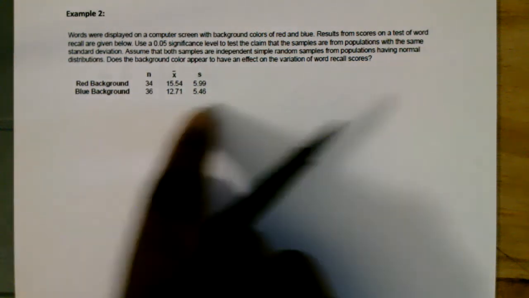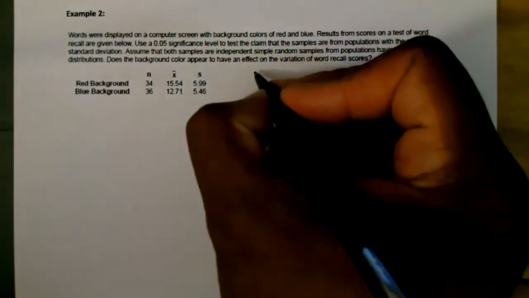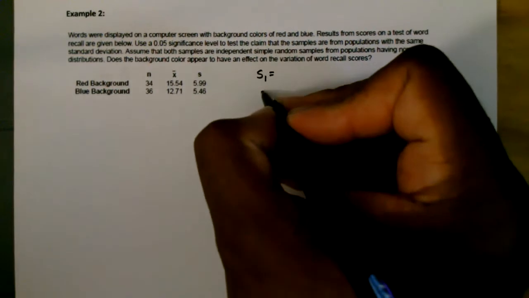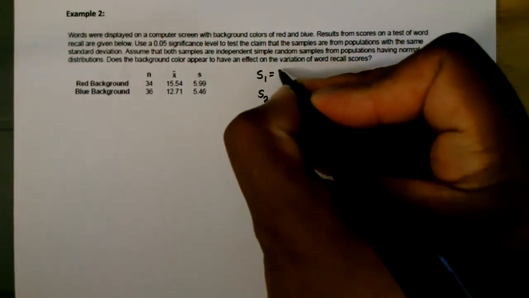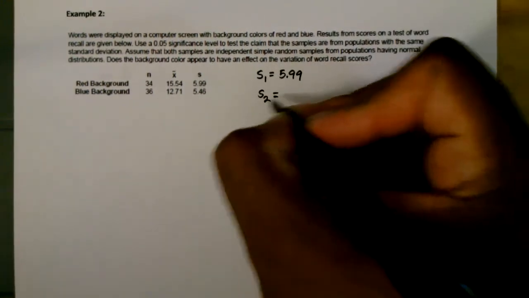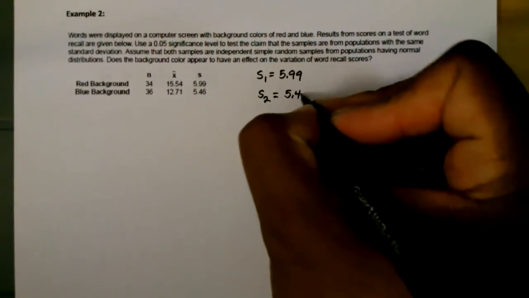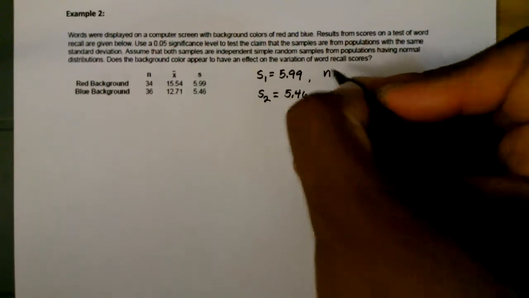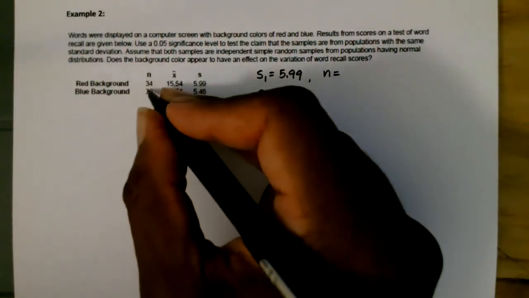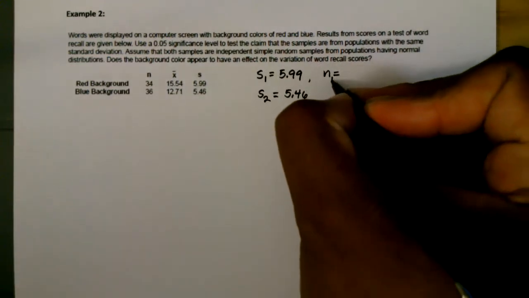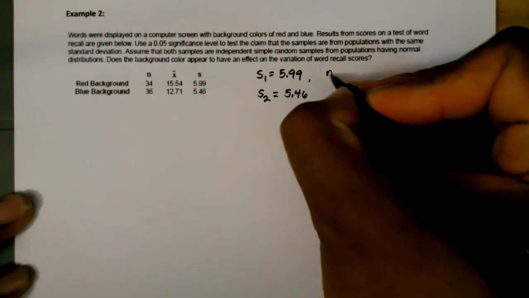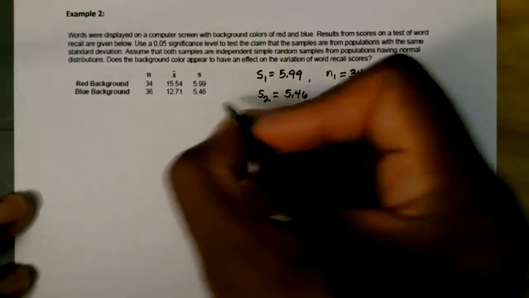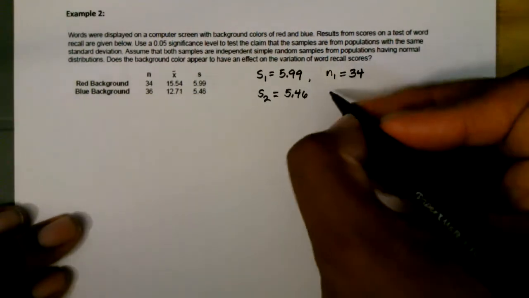Okay, so here's our sample data. All right, I'm going to identify S1 first. That's the larger of these two standard deviations, which is in this case 5.99. And S2 will have to be 5.46. That would mean for the 5.99, which is the larger of the two, N1 has to be 34. And for the 5.46, N2 will have to be 36.